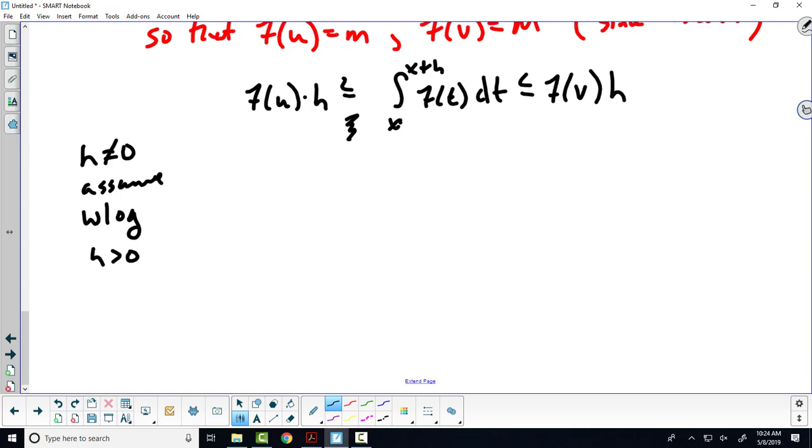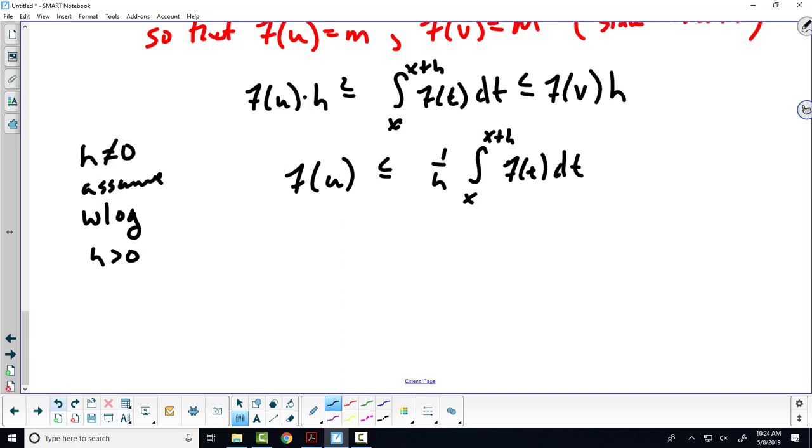h is positive. So when I do so, I get f of u is less than or equal to 1 over h times the integral from x to x plus h of f of t dt, which is less than or equal to f of v.